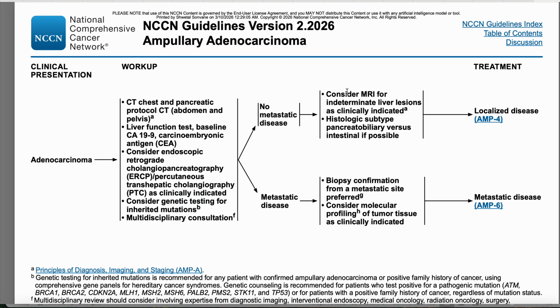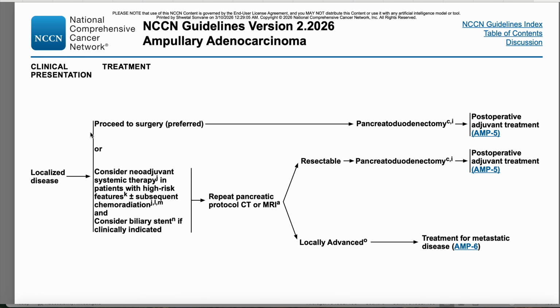If non-metastatic, do MRI for indeterminate liver lesions, and histological subtype whether it is pancreaticobiliary or intestinal type. So if it is non-metastatic localized disease, then we'll proceed for surgery, where the preferred option is pancreaticoduodenectomy, and post-operatively adjuvant therapy according to the histological type. And if it is localized disease, consider neoadjuvant systemic therapy in patients with high risk features.